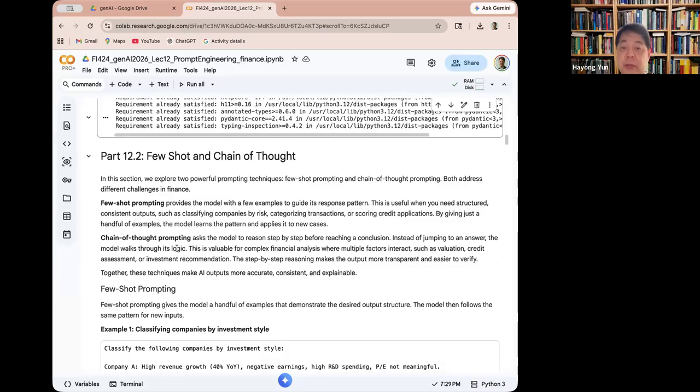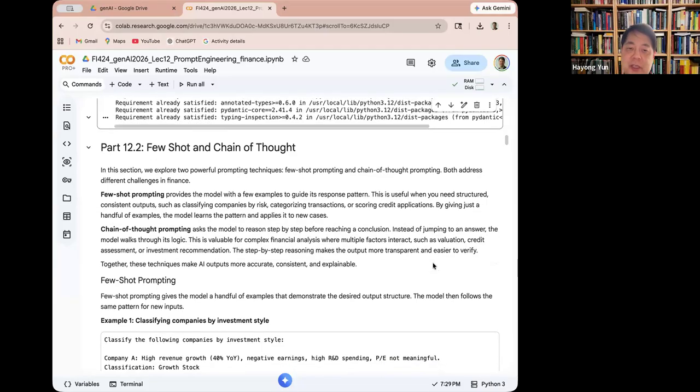Chain of thought prompting asks the model to reason step by step before reaching a conclusion. Instead of jumping to an answer, the model walks through the logic, and it's valuable in complex financial analysis where multiple factors interact, like valuation. The step-by-step reasoning makes the output more transparent and easy to verify.